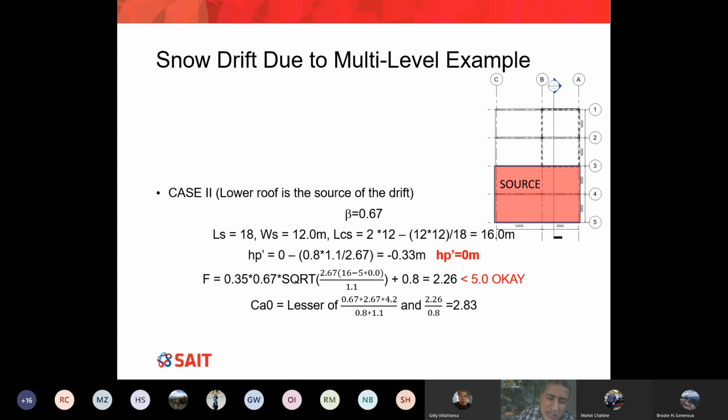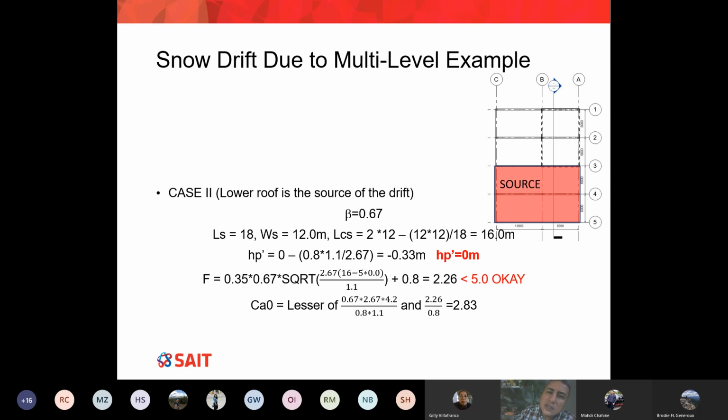So here we go. You can see F is equal to, and I'm writing the math, and here we go. The 0 is here for H prime P, and we end up with F equal to 2.26, less than 5, so it's okay. And then what we do next is we figure out the CA of 0, we estimate two numbers, and then we figure out the CA of 0. So far, we have two values of CA of 0.